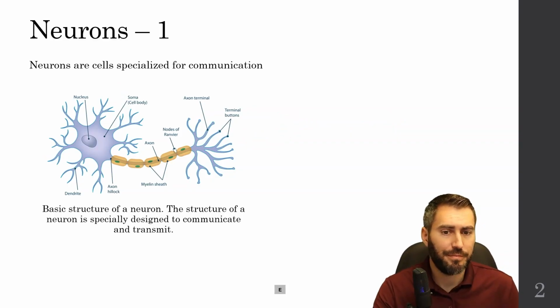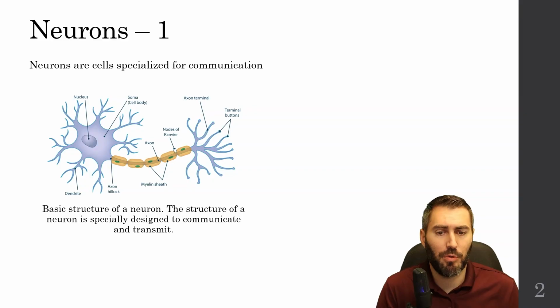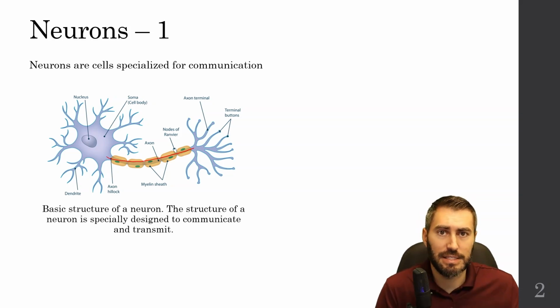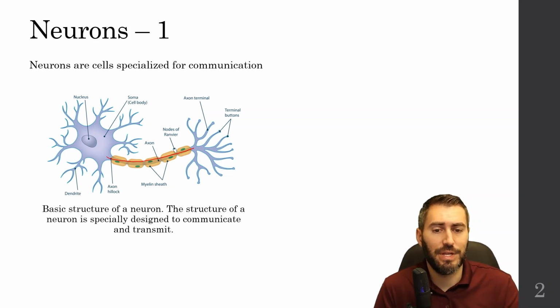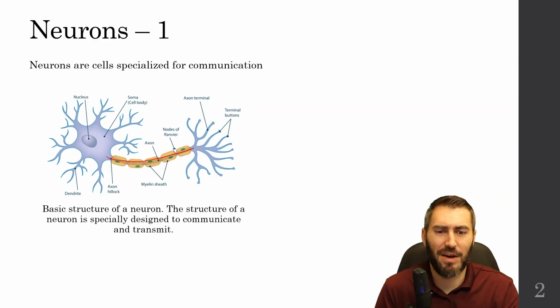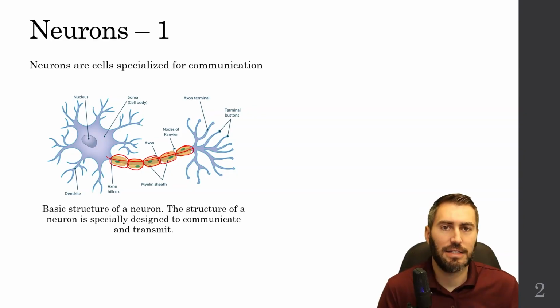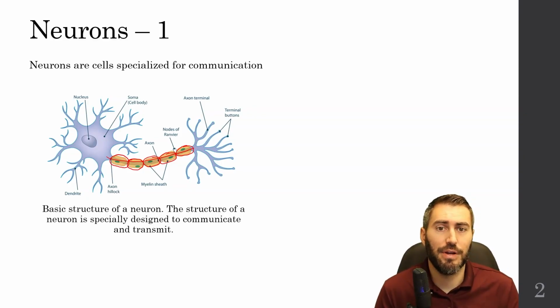Another piece I want to point out is this axon area here, where this long chain is, where the information sends through the cell. We see some things around it. We see these bubble-like things appearing here. These are called myelin or myelin sheaths. And what these do is they speed up that communication, or speed up that signal that gets passed through the axon.